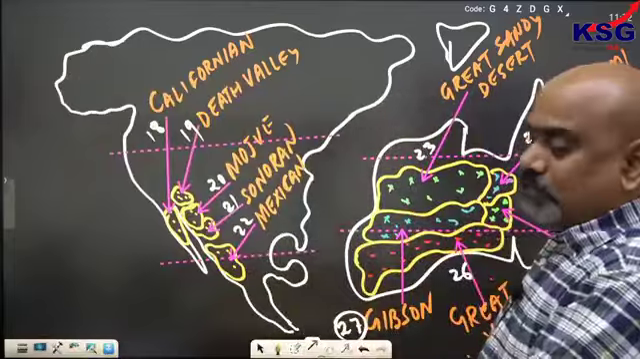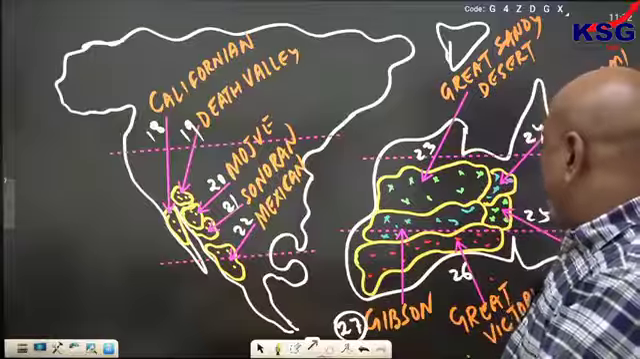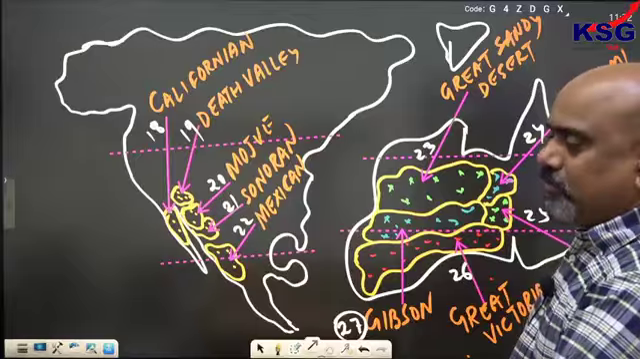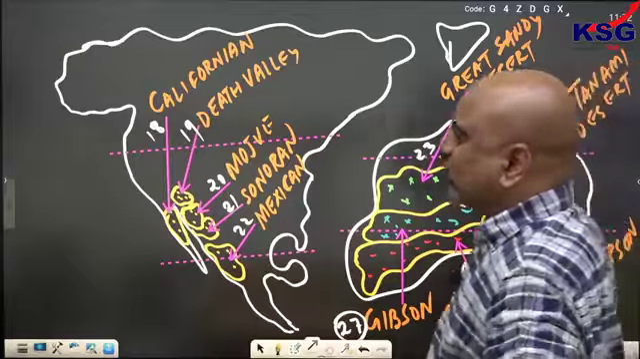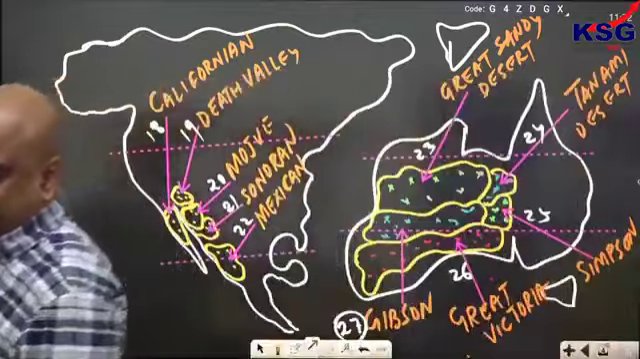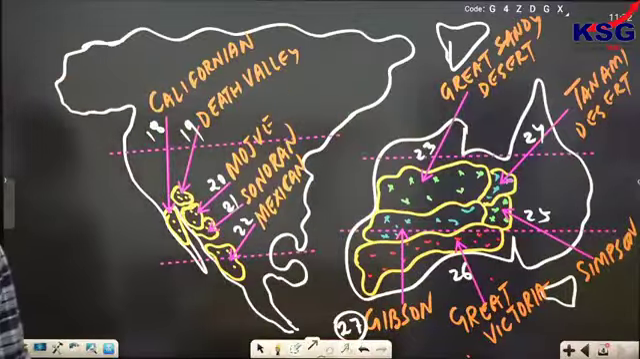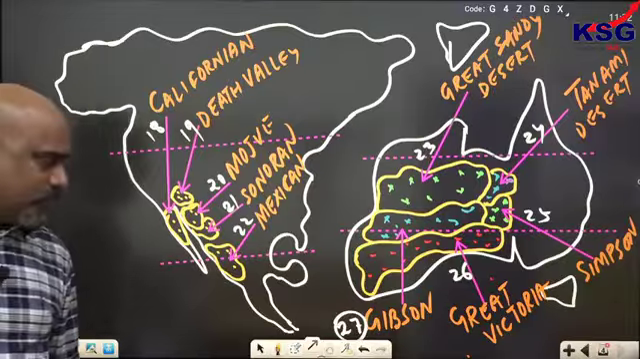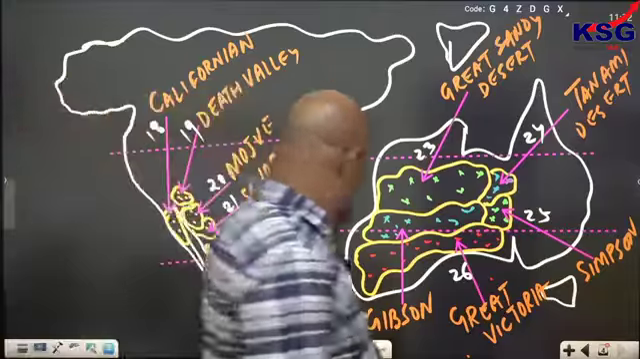Okay, it's done. Let me now move on to the causes of this development of these deserts here. Why are these deserts located here? What are the factors responsible for the formation of the desert? Why are the deserts formed? We'll see that. Okay, let me move now then.